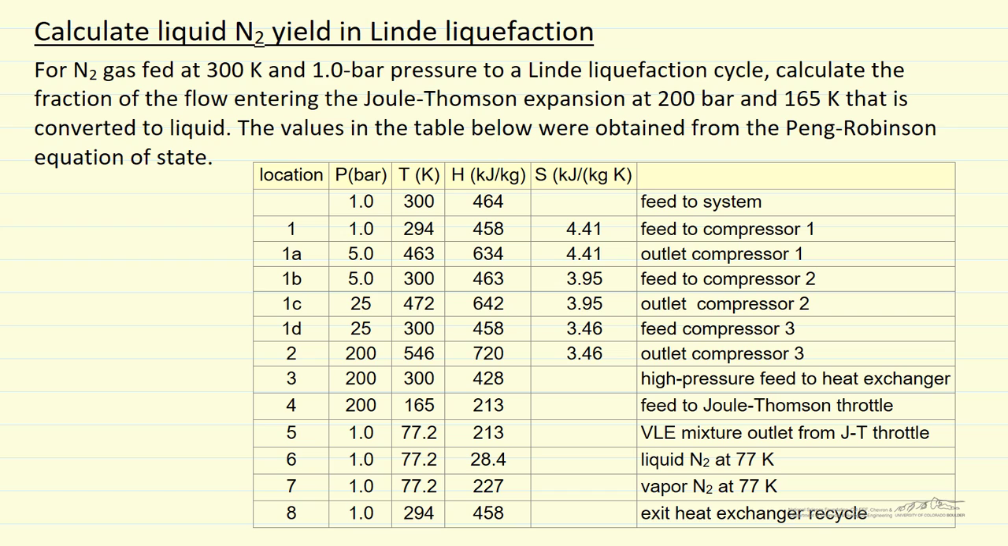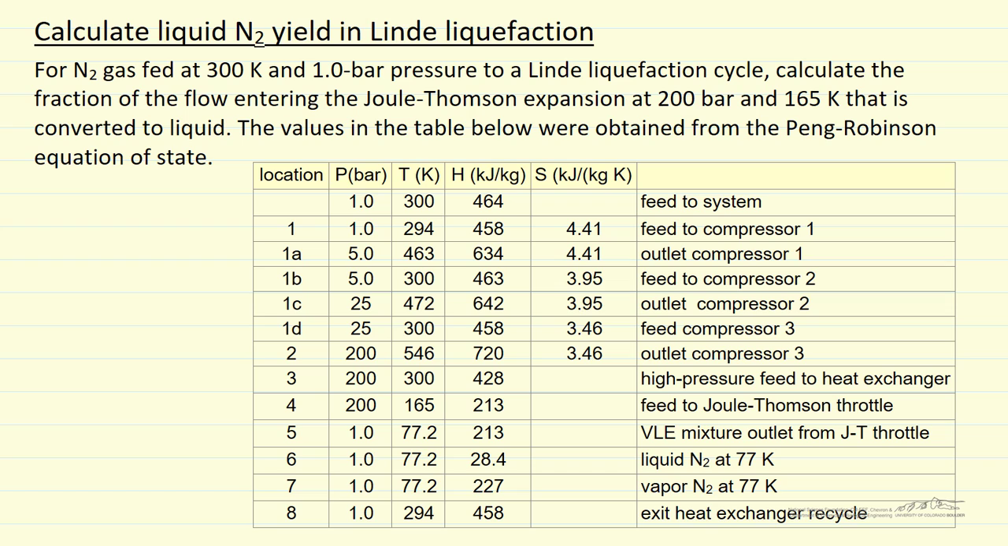In this screencast, I'm going to calculate the liquid nitrogen yield in Linde liquefaction. And by that, we mean we have a process where we're feeding nitrogen gas at 300 Kelvin, 1 bar into a Linde cycle. And then what we're calculating is the fraction of the flow that enters the Joule-Thomson expansion at high pressure and low temperature that is converted to liquid.